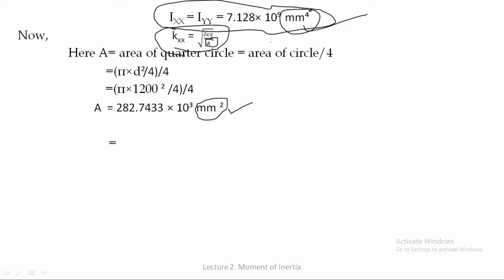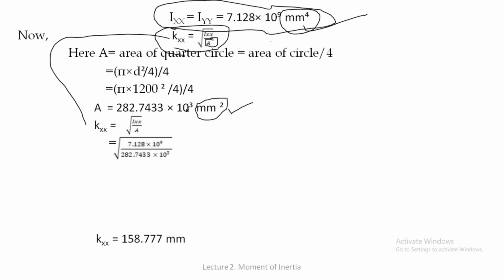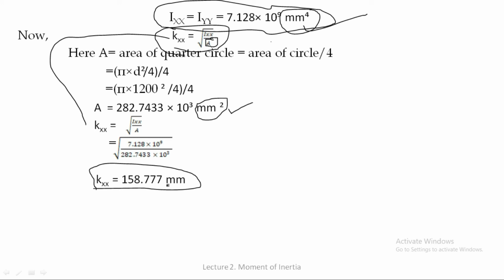Remember this. Now again, what we were doing, we were finding the value of kxx. Now to find the value of kxx, kxx is how much? Kxx is equal to square root of Ixx upon a. We have the value of Ixx, we have the value of a. We'll put that in the formula, we will get the value of kxx. And kxx is how much? Kxx will be equal to 158.777 mm. Remember that unit of kxx, that is the unit of radius of gyration, is mm.